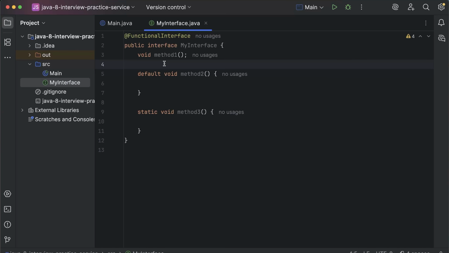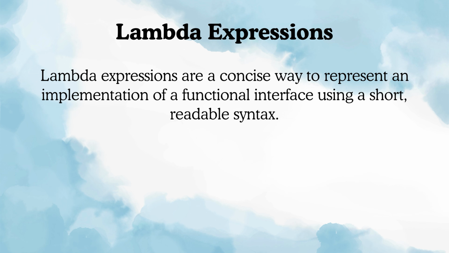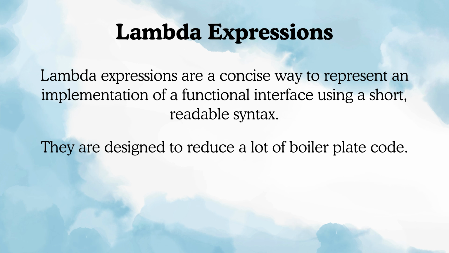Now what's the purpose of it? Why does it have this rule that it should have only one method, and what exactly are we going to do with this interface? The main purpose behind this is that we can give an implementation of this interface using Lambda expressions. So now let's understand what Lambda expressions are. Lambda expressions are a concise way to represent an implementation of a functional interface using a short readable syntax. Basically, they are designed to reduce a lot of boilerplate code. They implement the functional interface in a very short manner, using very little syntax.